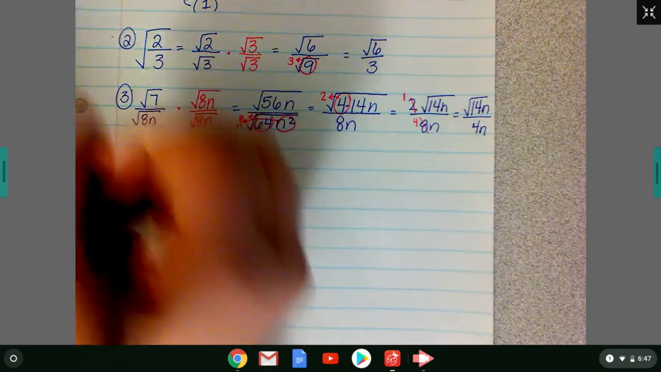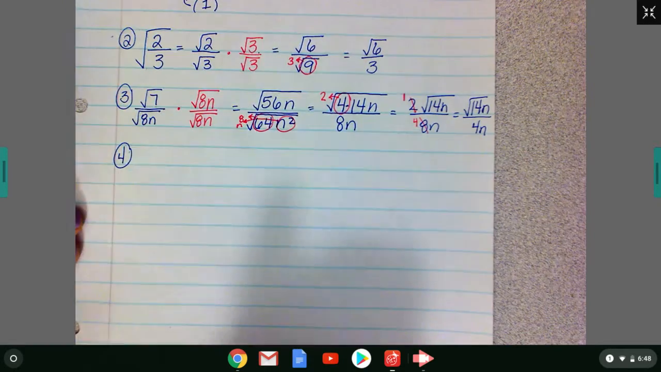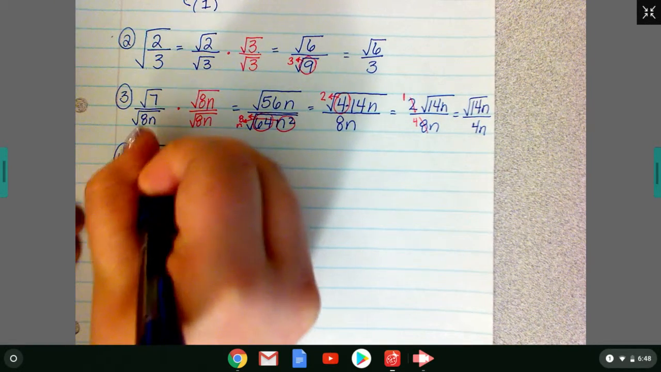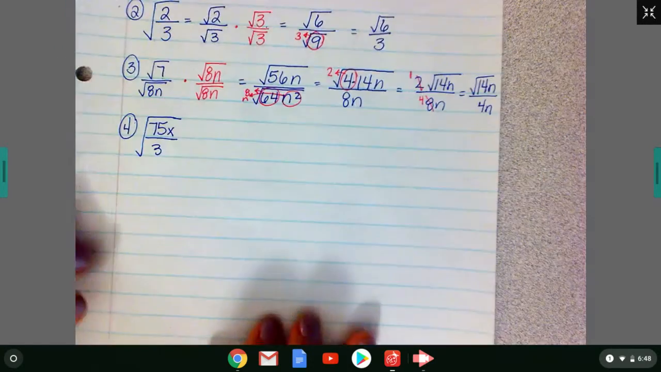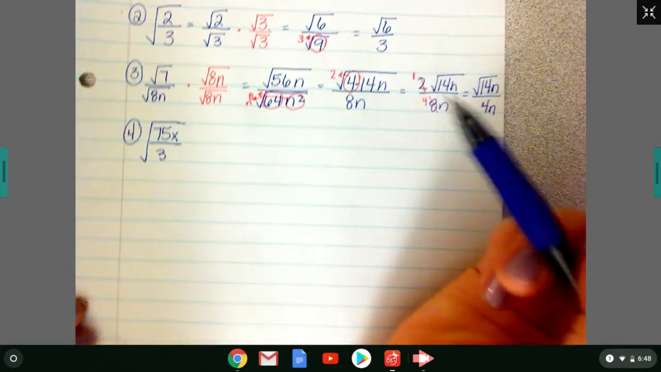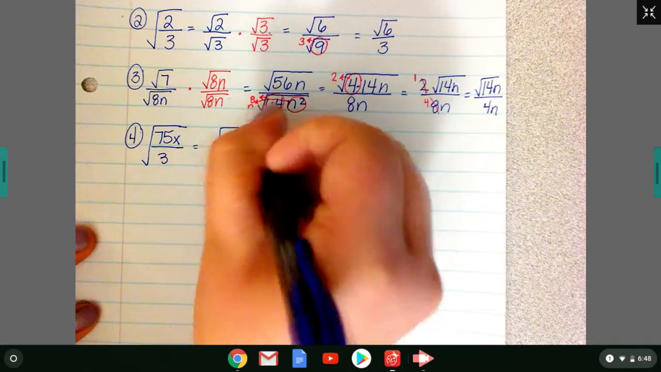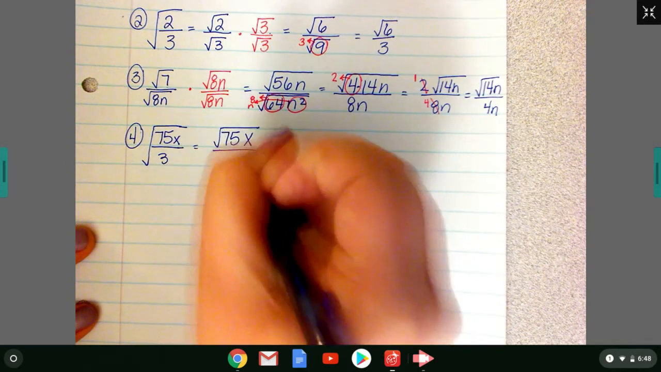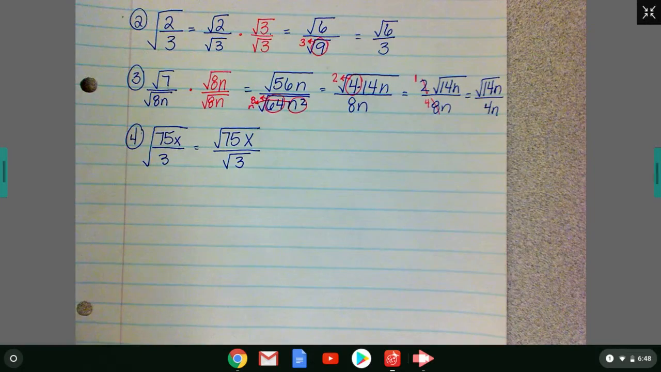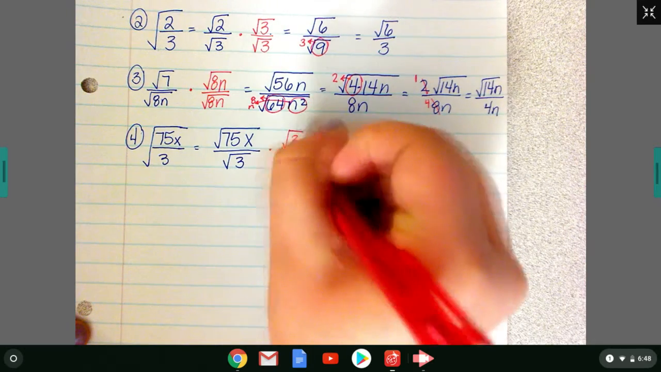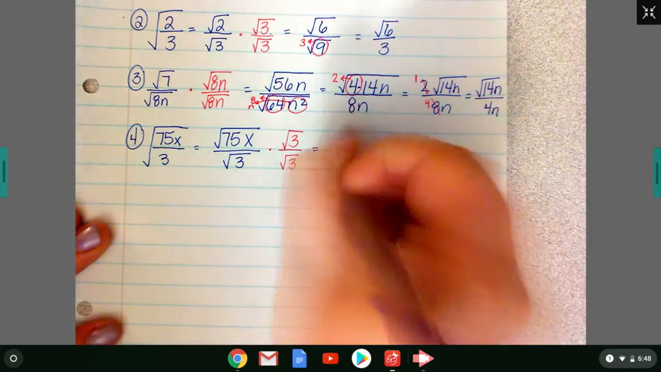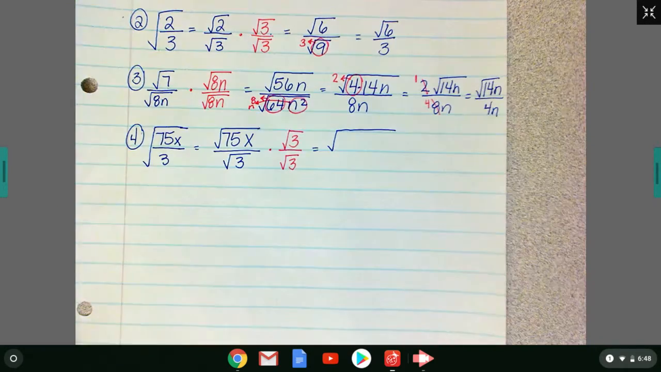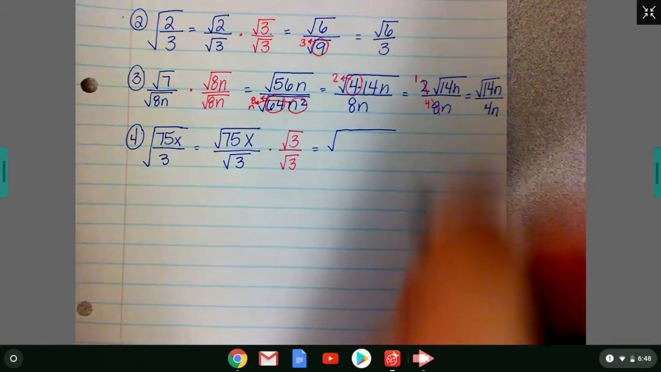All right, last one of these type. We'll do square root of 75x over 3. This one looks similar to number 2. So first we'll do the breakdown. Root 75x over root 3. And then we'll multiply by our special version of 1. So we're going to use root 3 over root 3. On my top, I've got 75 times 3 is 225.